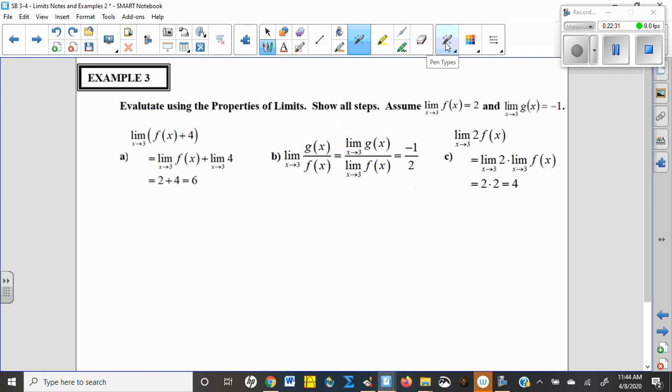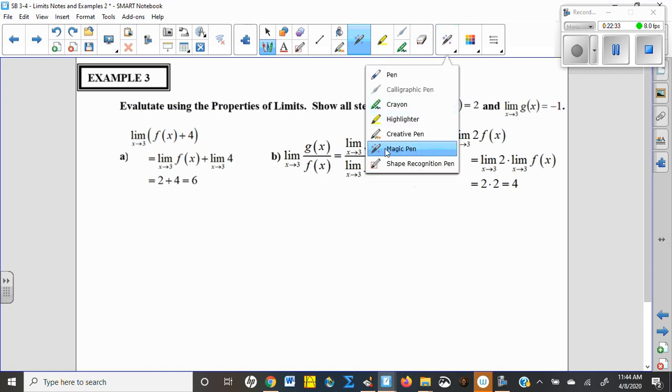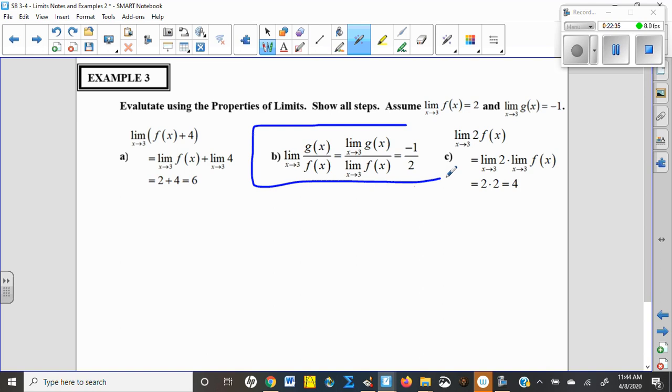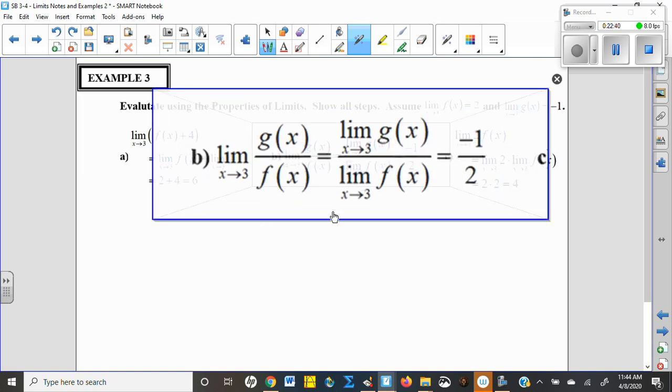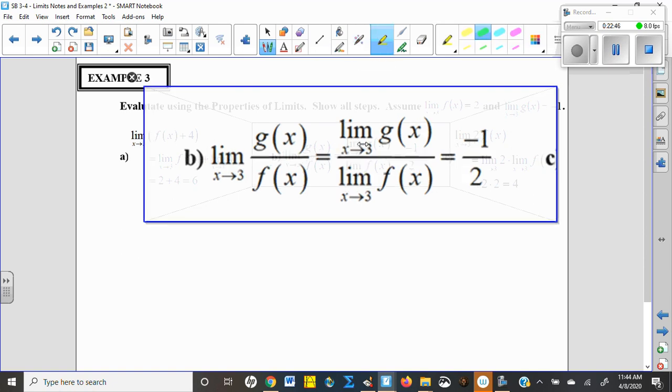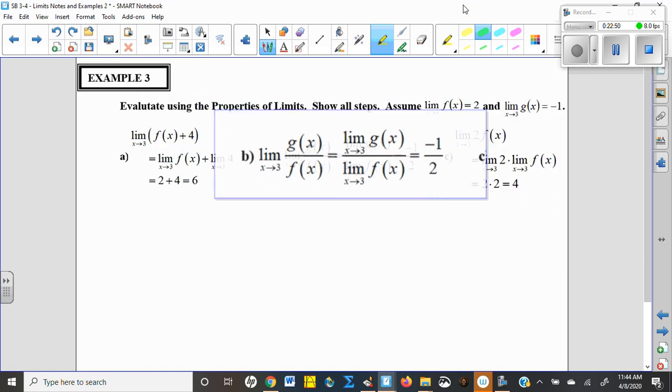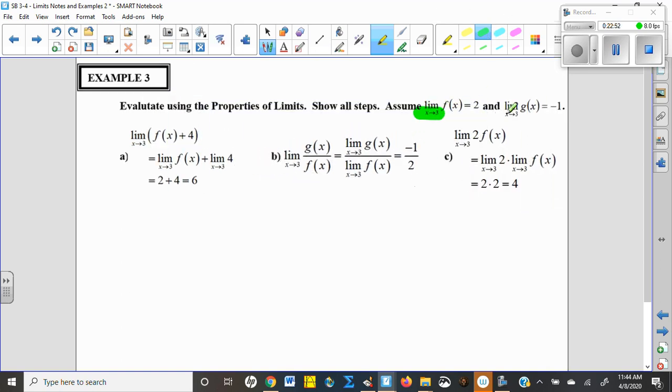Here's a problem where we use a division property. The limit of g of x over f of x can be split into the limit of g of x over the limit of f of x. Notice that we have to be approaching the same value. x is approaching 3 in both cases, and that's what x is approaching in our substitution. So we can now substitute -1 for the limit of g of x and 2 for the limit of f of x.